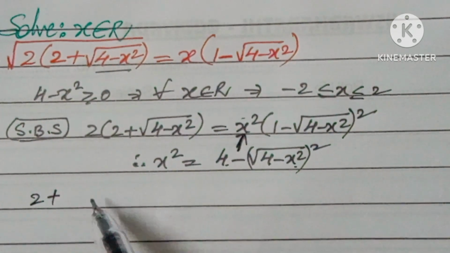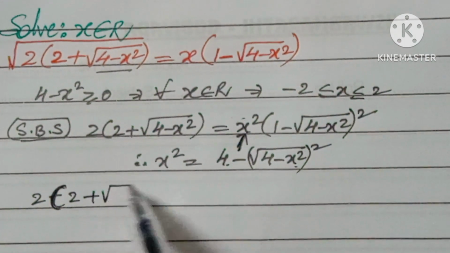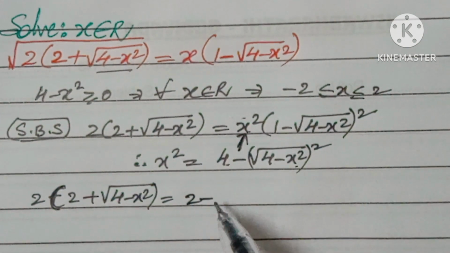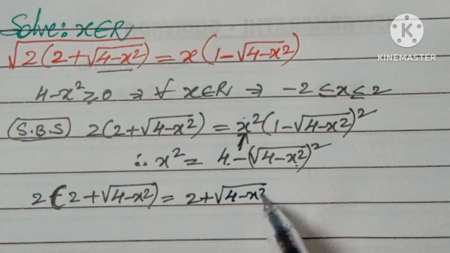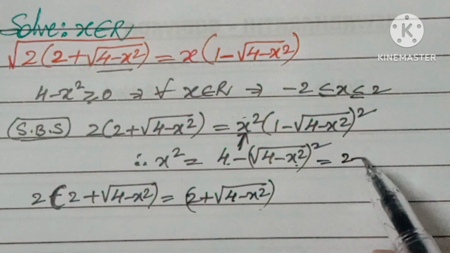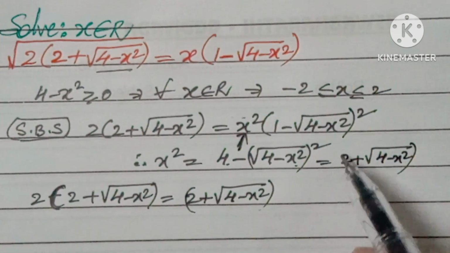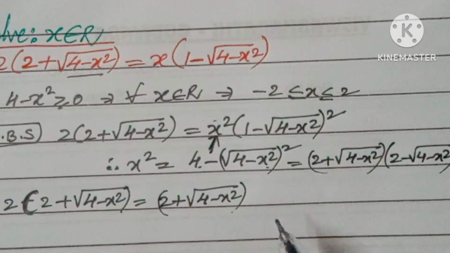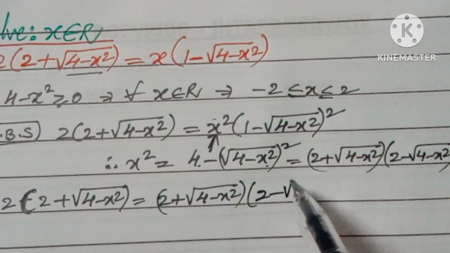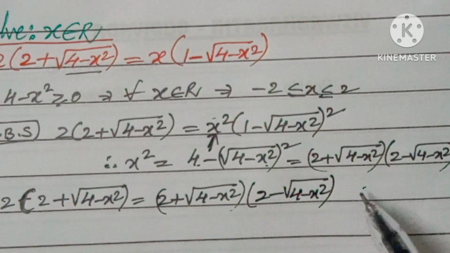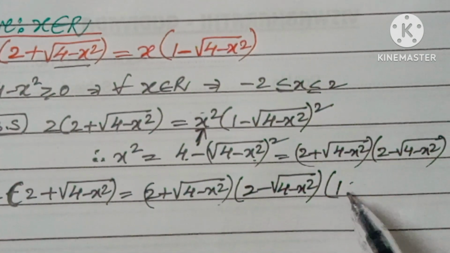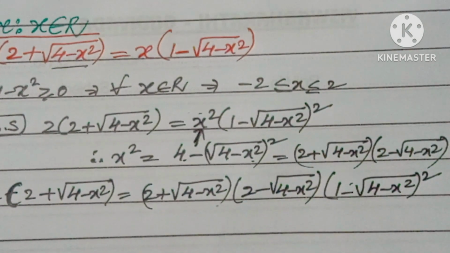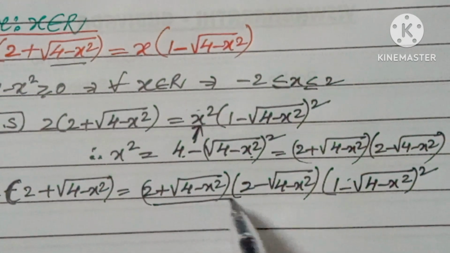So here 2 into bracket 2 plus root of 4 minus x square is equal to 2 plus root of 4 minus x square, which we are writing as 2 plus root of 4 minus x square into 2 minus root of 4 minus x square, into bracket 1 minus root of 4 minus x square whole square. So in the place of x square you have written these two values.